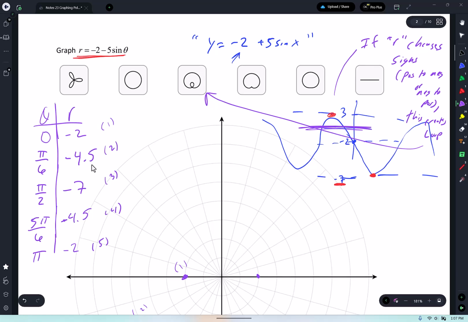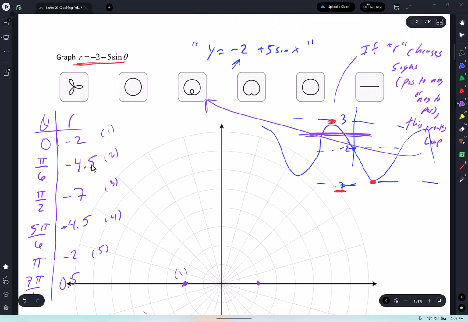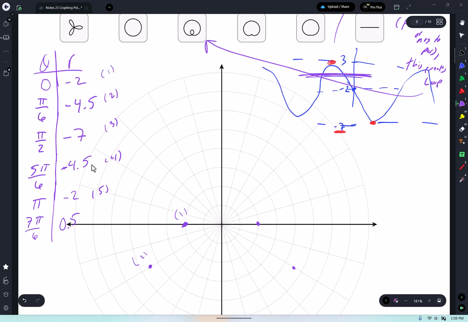Okay. I'm going to choose 7 pi over 6. 7 pi over 6 is a negative half. Negative half times -5 is a positive 2.5. -2 plus 2.5, that is 0.5. So you're going to be in quadrant 1, guys. Actually, no. Did I mess up? Hold on, let me make sure. Sine of 7 pi over 6 is a negative half. Negative times a negative is a positive. Okay, we're in quadrant 3.